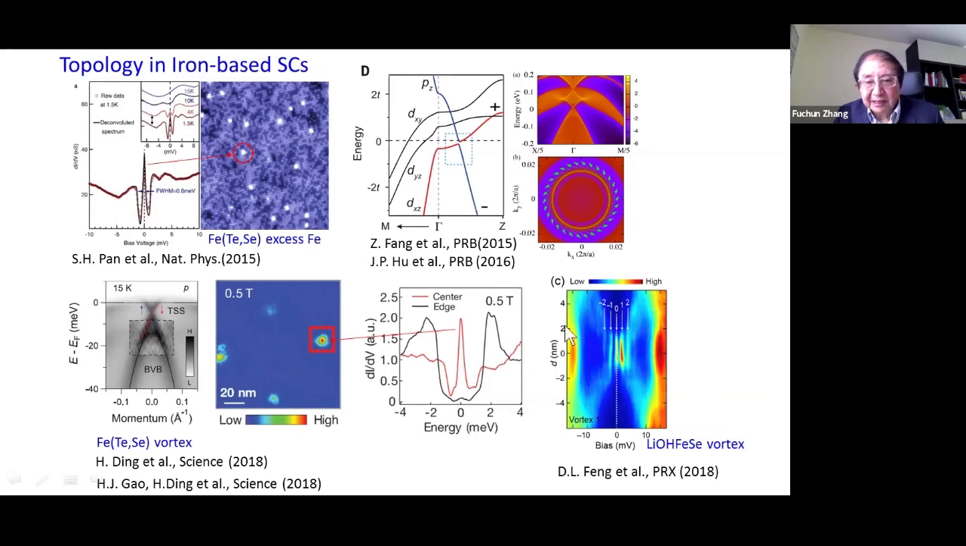And this I want to show you also, Dong Lai Feng's group in Fudan. They observed in a different material, but also an iron-based superconducting vortex. And of course, that has an advantage. The disadvantage of this iron-based superconductor is that the material quality is not satisfactory because of inhomogeneity.